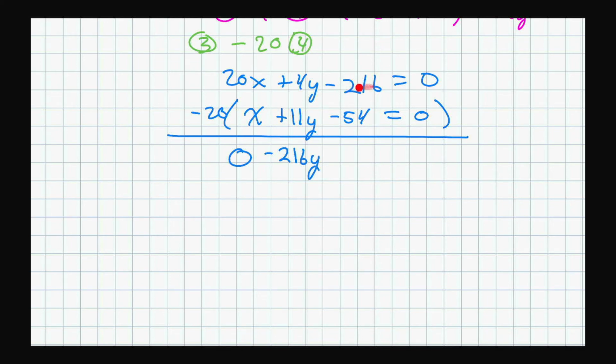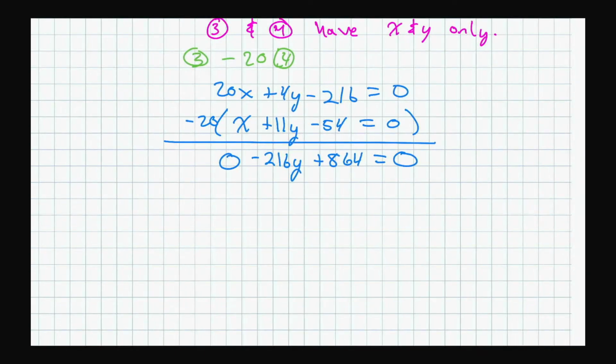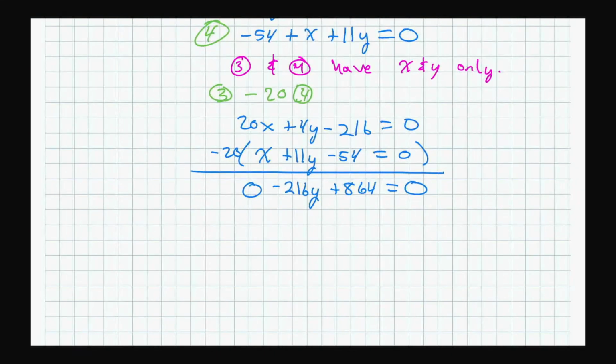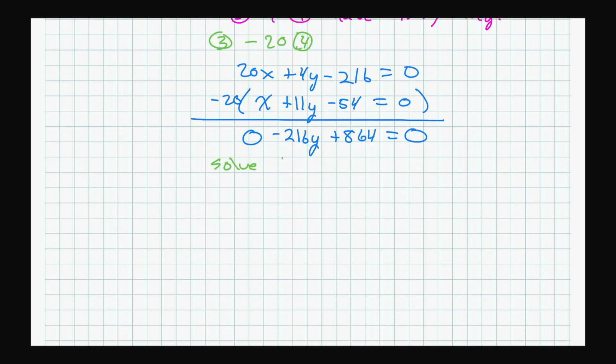And then you've got negative 216 minus 20 times negative 54, which is 864 positive. So we get this. Now, this equation only has y in it, which means we can just solve it now. So solve for y, and we will be half done, really.